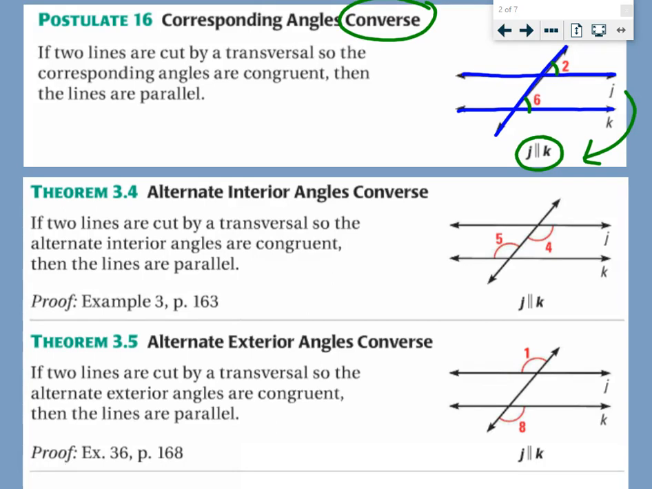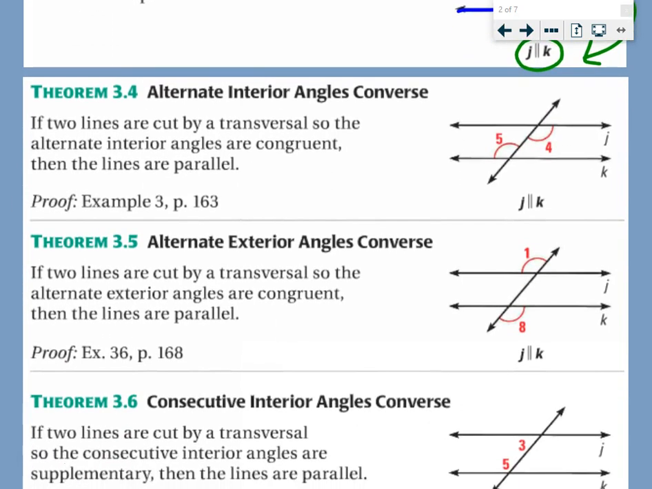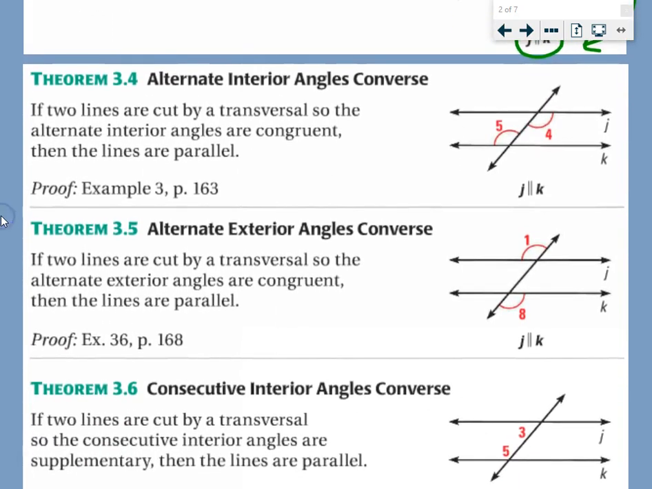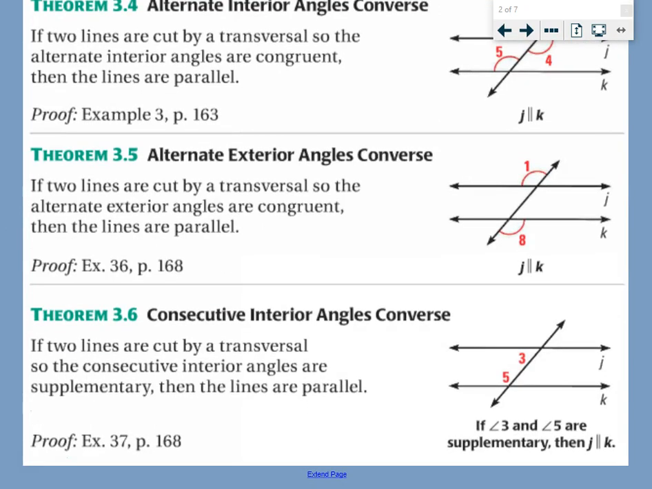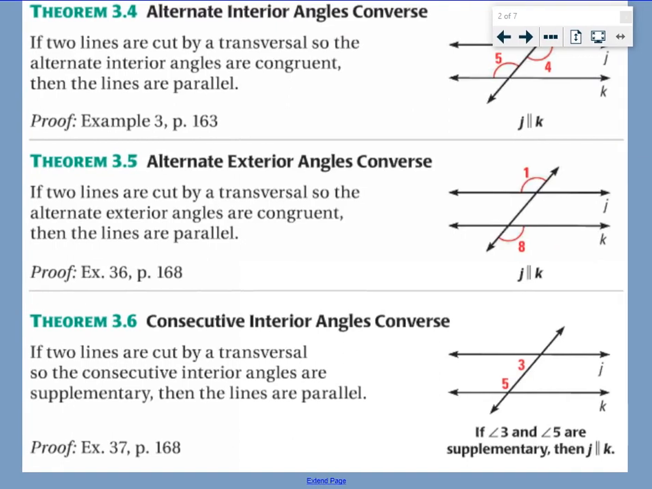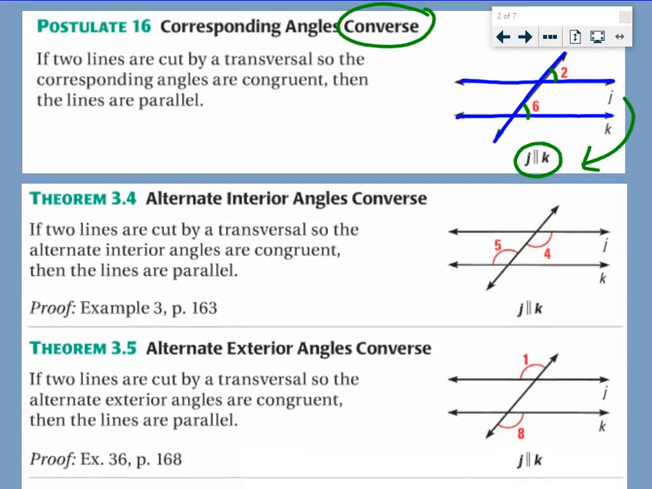Same thing follows for theorem 3.4, alternate interior angles converse. If we know alternate interior angles are congruent, then the lines are parallel. Same for alternate exterior angles and consecutive interior angles converse. So we're using the converse so that we can prove lines are parallel.